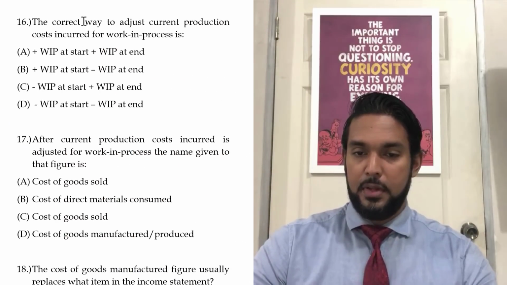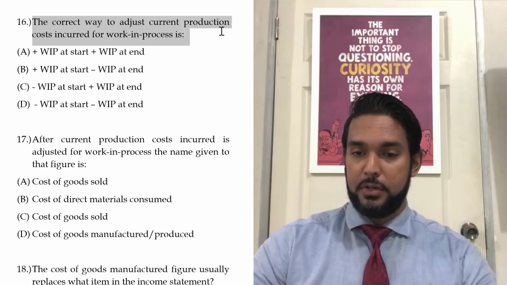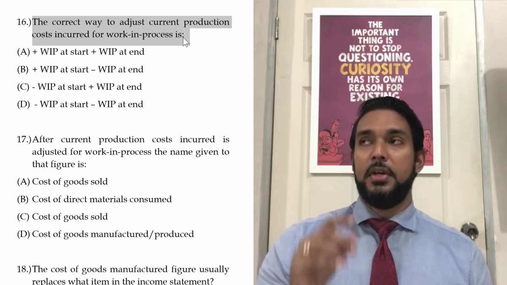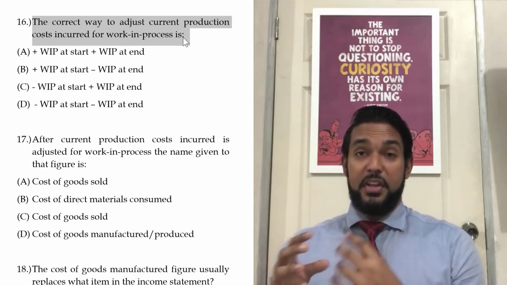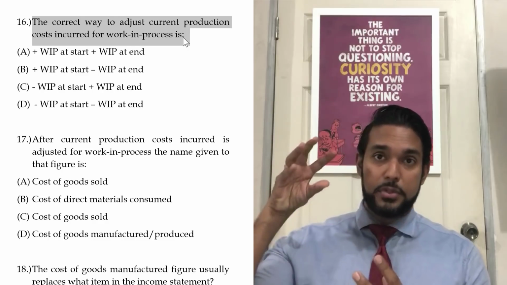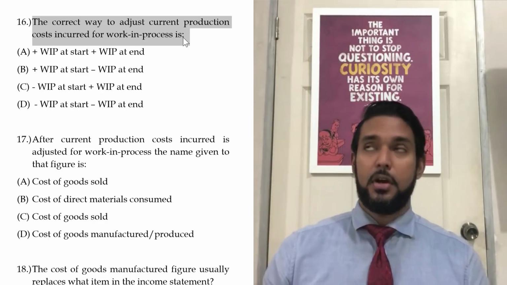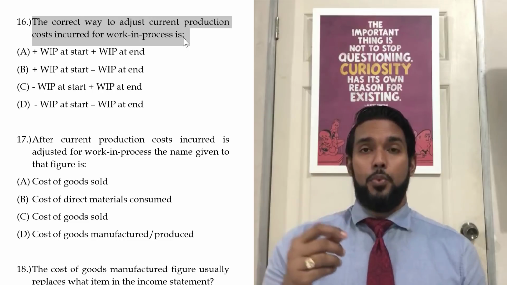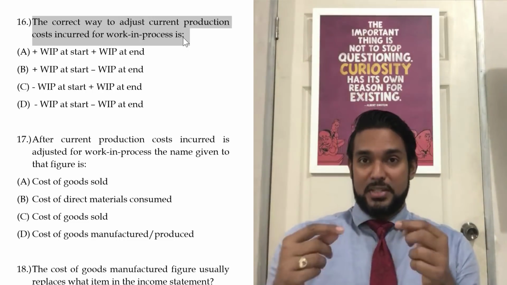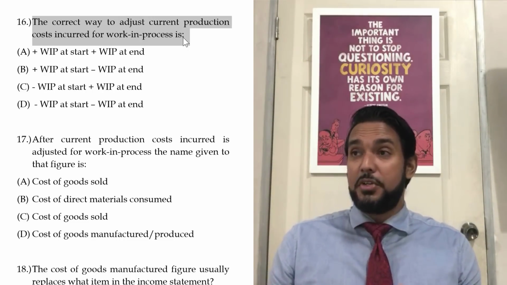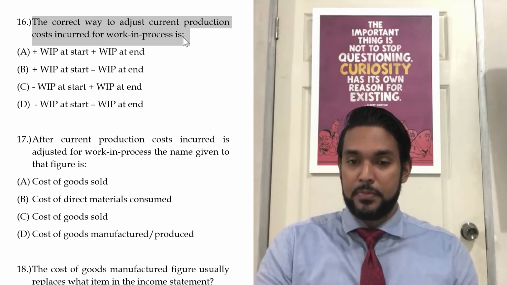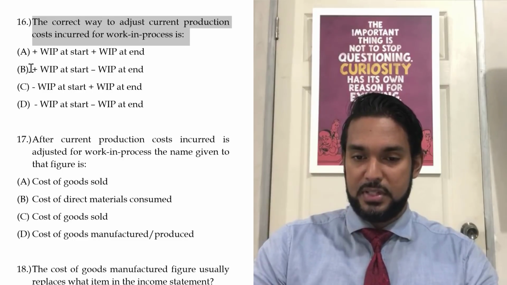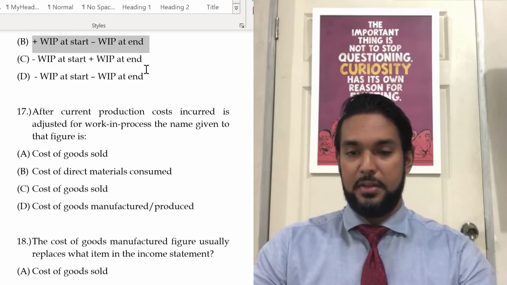Number 16. The correct way to adjust current production costs incurred for work in process. So any work in process brought forward from the previous period will be completed before anything new is started. So we have to add those costs to our current period's production costs. Any work in process at the end means stuff we had started, costs went in there, but it wasn't finished. So we have to take that out in order to find the cost of finished goods manufactured. So you have to add your work in process at start, but minus your work in process at end.